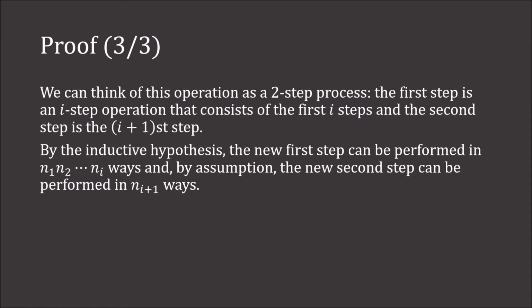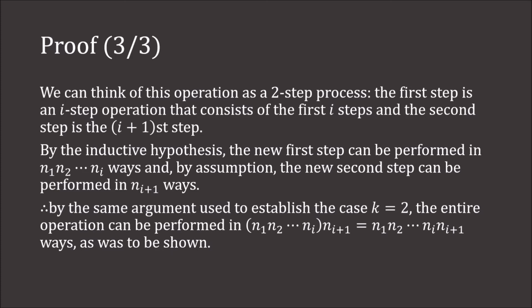Therefore, by the same argument used to establish the k equals 2 case, the entire operation can be performed in the number of ways the first step can be performed times the number of ways the second step can be performed. And so we get n1 times n2, and so on, times n(i+1) ways. This is what was to be shown, and so the proof is complete. So a way to count this type of process is to multiply the number of ways the first step can be performed with the number of ways the second step can be performed with the ways the third step can be performed, and so on and so forth.